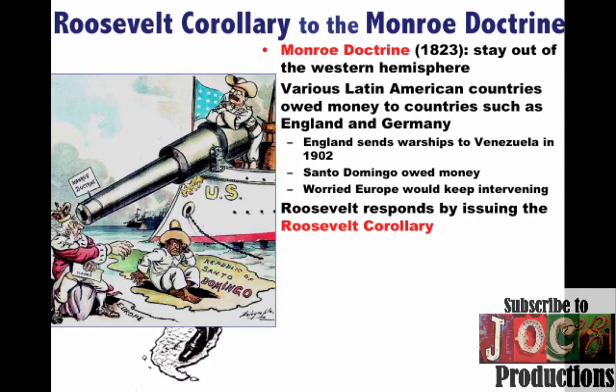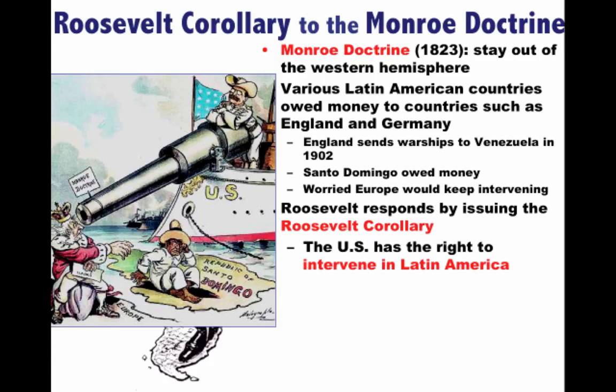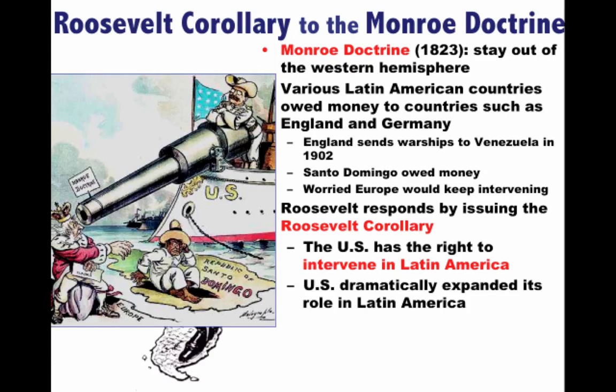So he responds to this perceived threat by issuing the Roosevelt Corollary. And in essence, he says the U.S. has the right to intervene in Latin America. We will be the policeman of Latin America. We will send warships, occupy ports to manage collections of debt or taxes or other things. America's got it.